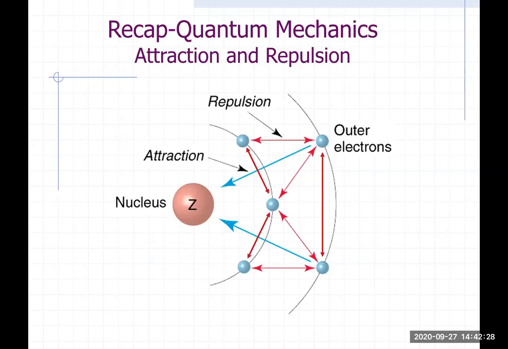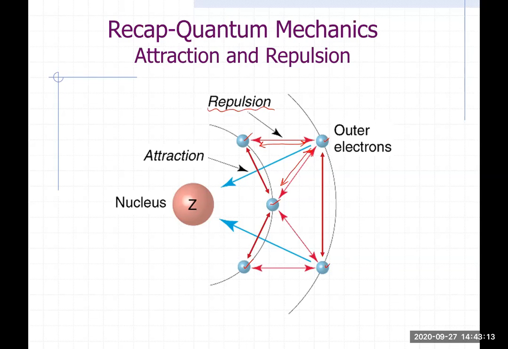To recap a little bit on quantum mechanics, these red arrows are showing you repulsion. These little blue spheres represent electrons, and so you can see that we have electrons in different energy levels that are at increasing distances from the nucleus. There are repulsive forces between the electrons that are in the same energy level, and there are repulsive forces between electrons that are in different energy levels.